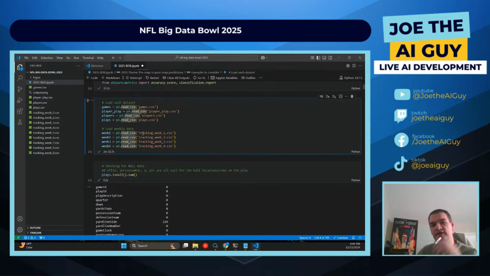So where are they on the field? How fast are they going? Where is the ball relative to them? It's very detailed information, and these are each individually quite large pieces of data.